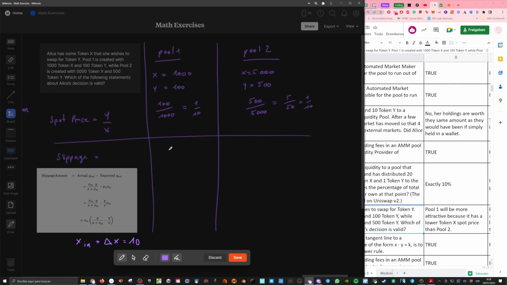Okay, so what we do is 10 times y. No, there's a bracket in the middle. Wait, is this wrong? There's a bracket in the middle, right? Like x in bracket, then y upon x plus x in.